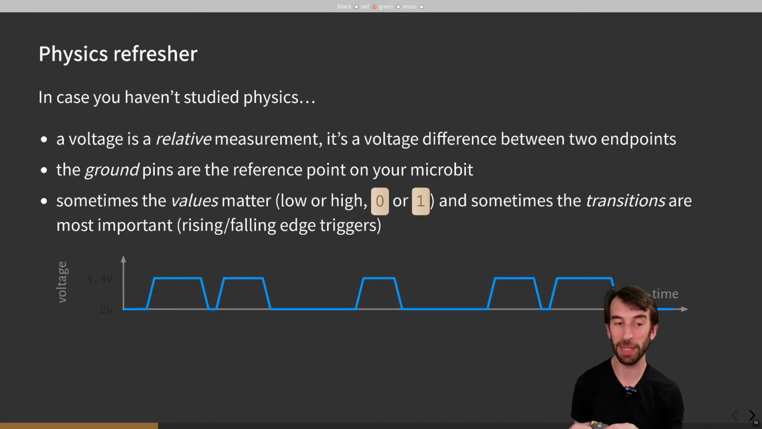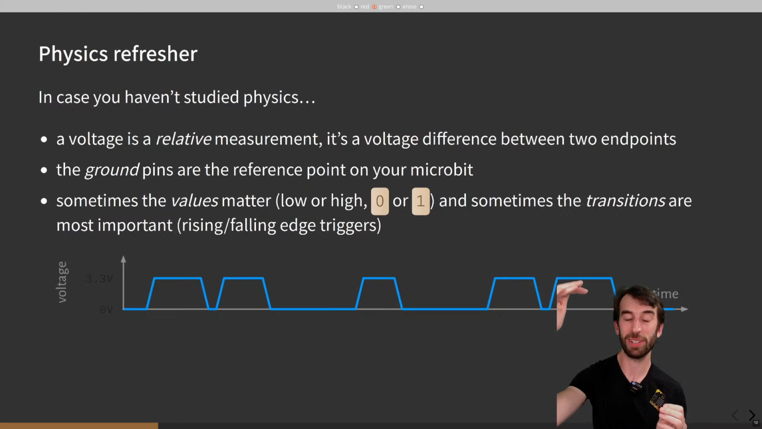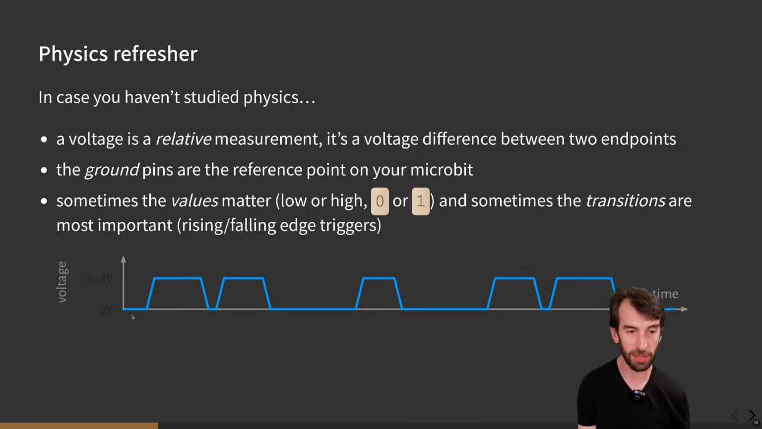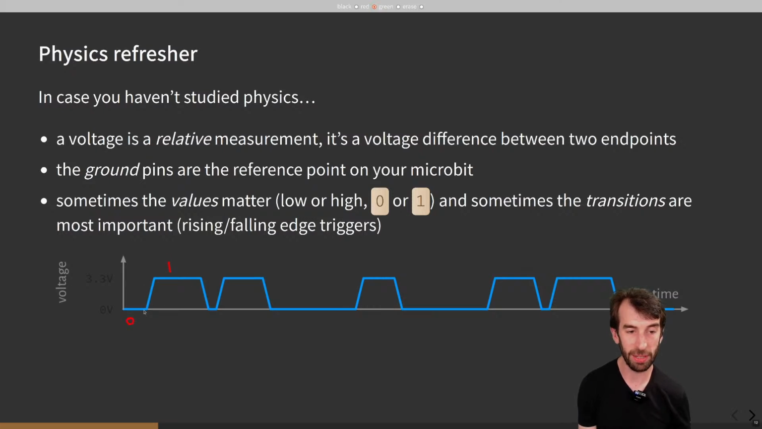So switching a GPIO pin on brings the voltage of that pin to match 3.3 volts, and sending the GPIO pin low brings that voltage down to match ground. So sometimes the values matter. It could be that, as I was suggesting before, high is a 1 and low is a 0, or the opposite way around. And it could be that the transition is sometimes important. That could be a 1, or there was a suggestion in the chat, any transition could be a 1, staying the same could be a 0, down could be a 1, 1, 1, 0, 1, 0, 0, 0. So there's lots of ways of interpreting.